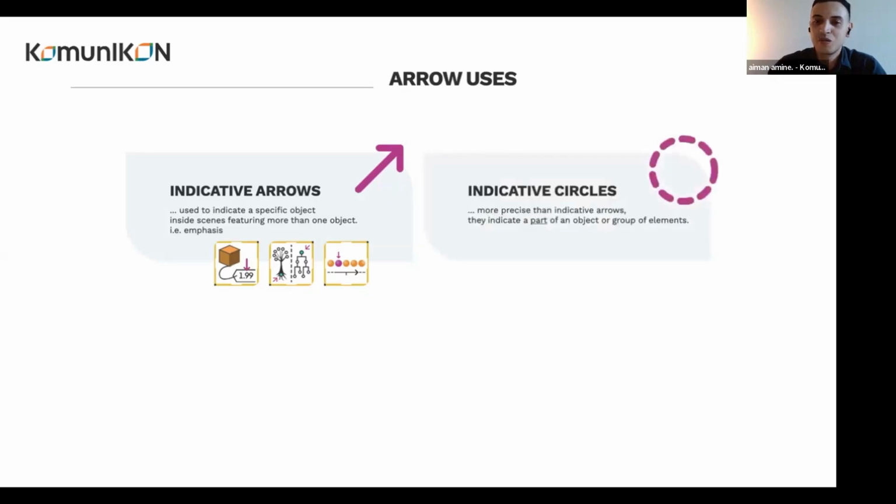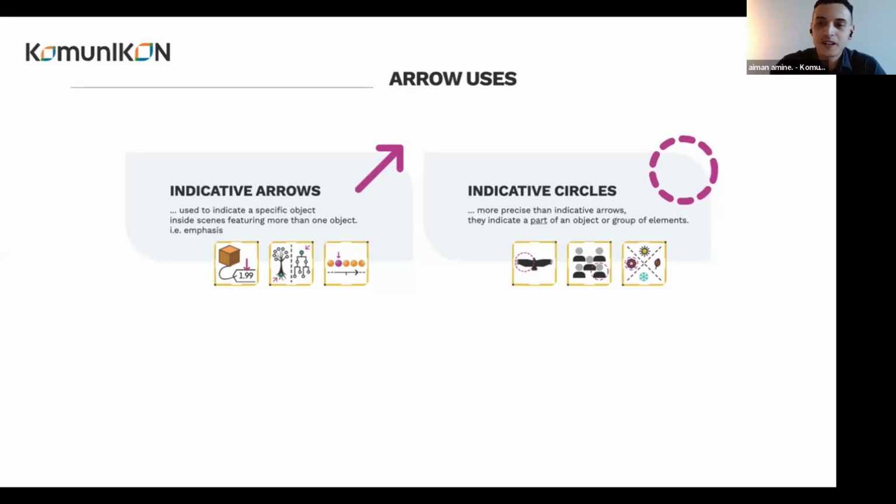The second type would be indicative circles. They are more precise than indicative arrows, and they indicate a part of an object or a group. So for example, if we want to showcase the meaning of a wing, you can do this either by taking a day-long verbal explanation to someone who doesn't necessarily speak your language to explain what a wing is, or you can just point at that part of the bird itself.